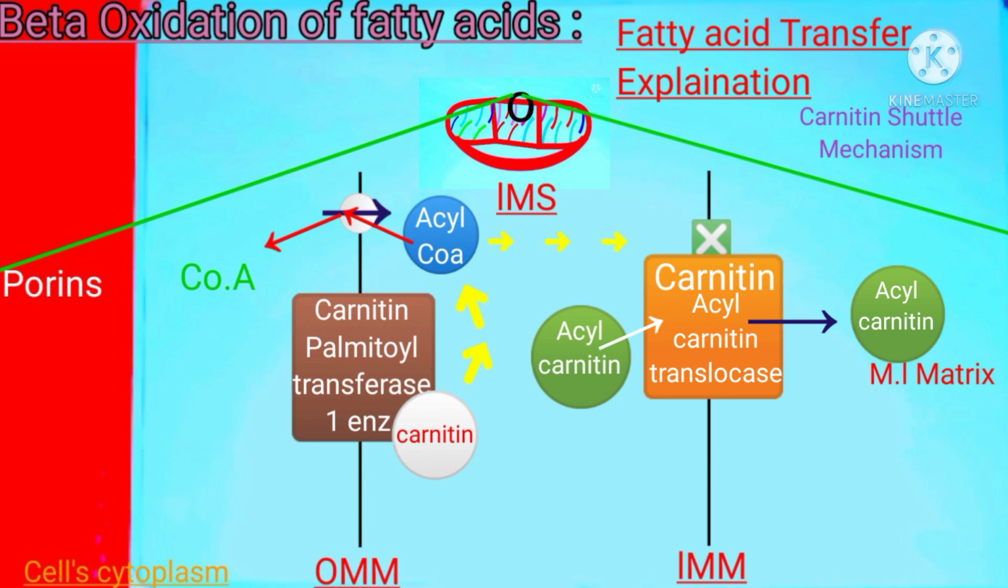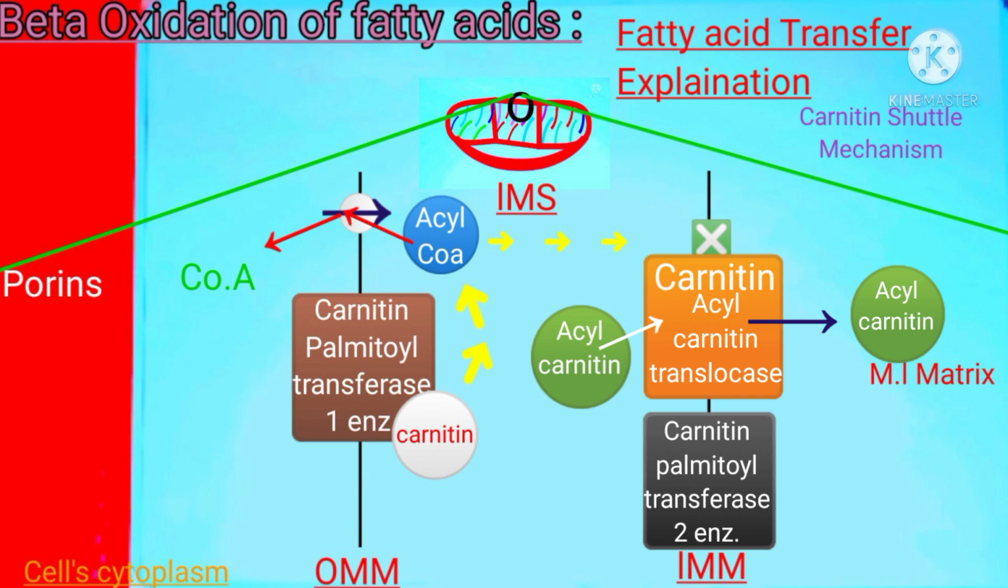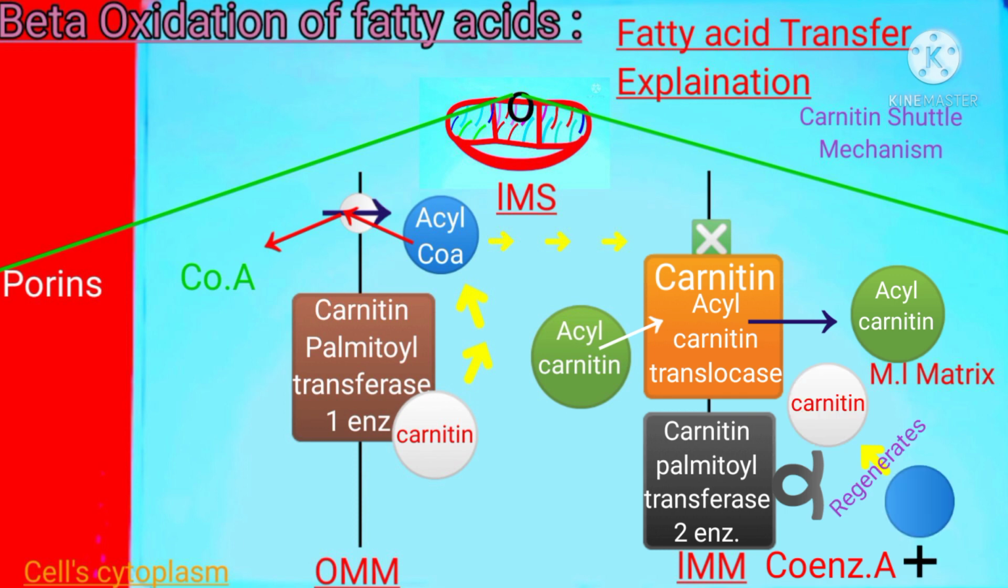But as we just talked about, acyl CoA is the only form of the fatty acids that can be metabolized inside the mitochondrial matrix, so it must be regenerated. This function is performed by the enzyme carnitine palmitoyl transferase 2. This enzyme attaches coenzyme A again to the acyl molecule and regenerates the carnitine. The carnitine that is resynthesized is transferred again into the intermembrane space, where it can be used by the carnitine palmitoyl transferase 1 enzyme.